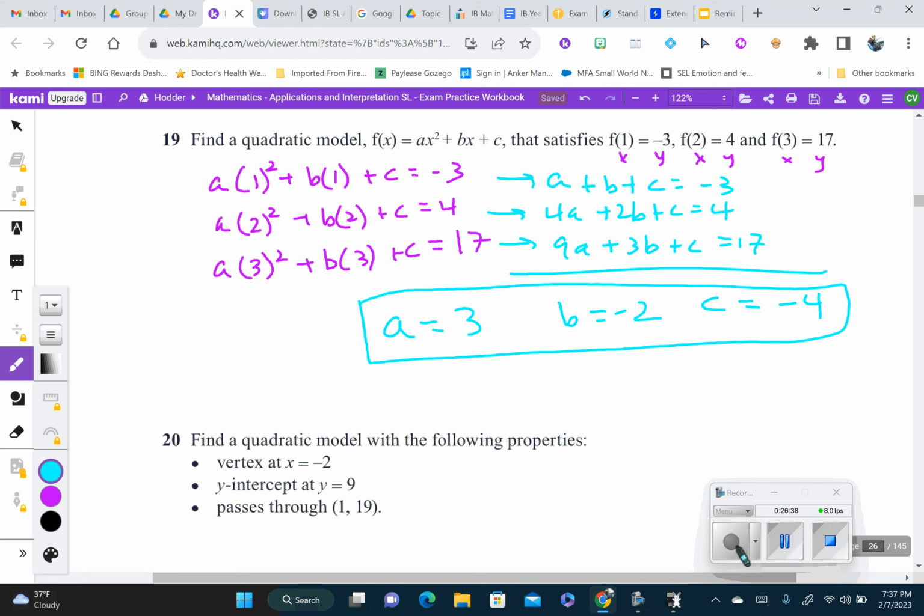So it says find a quadratic model. So low-key, that is not your final answer, right? We have to take it and plug it back into the model. So it's f of x is equal to, our A is 3, so I'm going to do 3x squared. Our B is -2, so -2x, and our C is -4. So this here is our final equation. Okay.